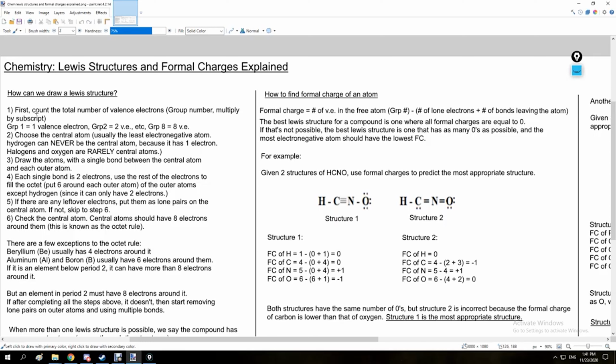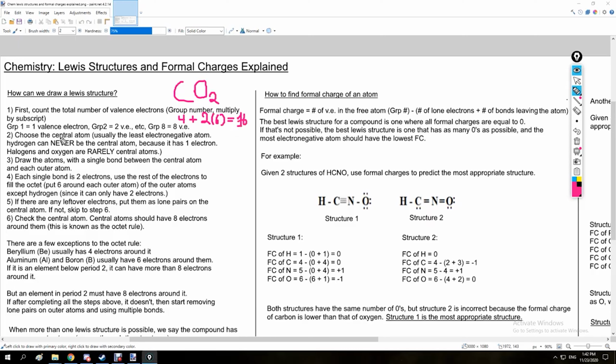The first step is counting the total number of valence electrons, which is the group number multiplied by the subscript. What this means is, say you have CO2, for example. C has 4 valence electrons because it's group number 4. O has 6 valence electrons because it's group number 6, but since there are 2 O's, the subscript is 2, so you multiply by 2. The total number of valence electrons here is going to be 16.